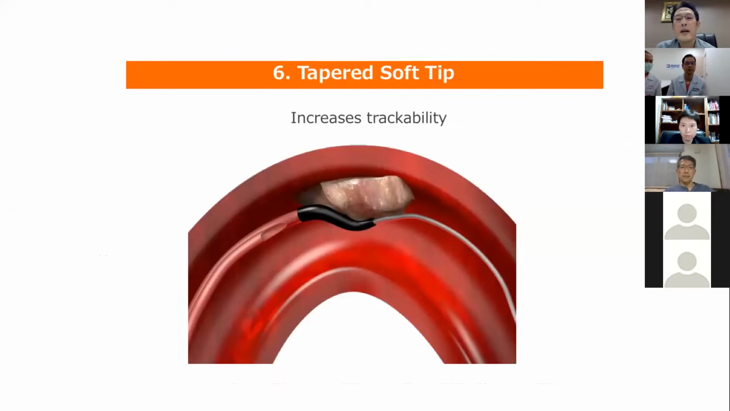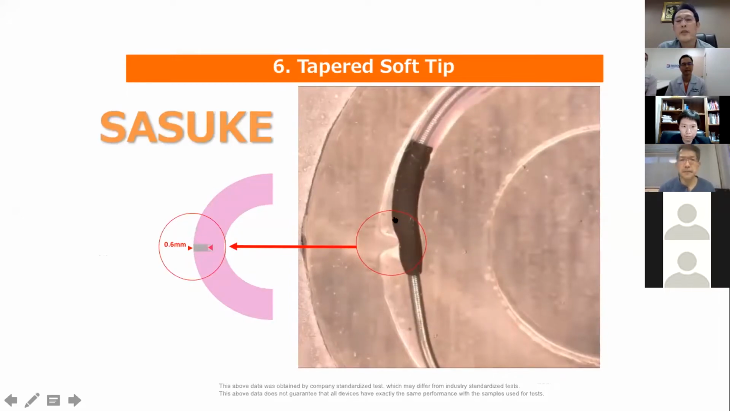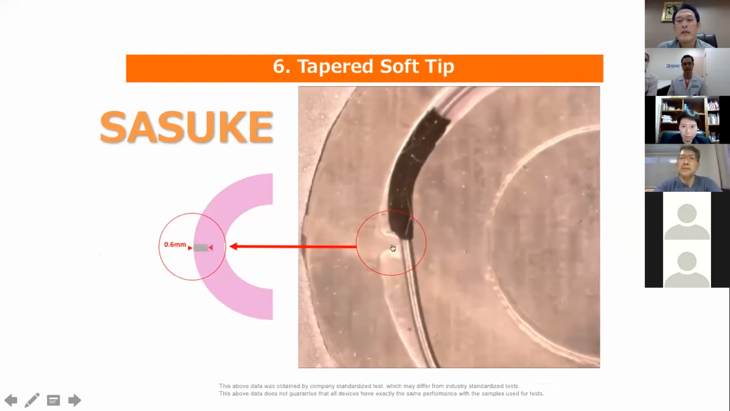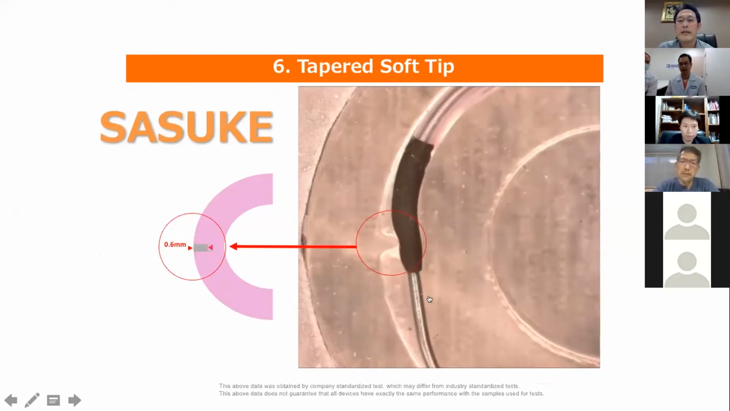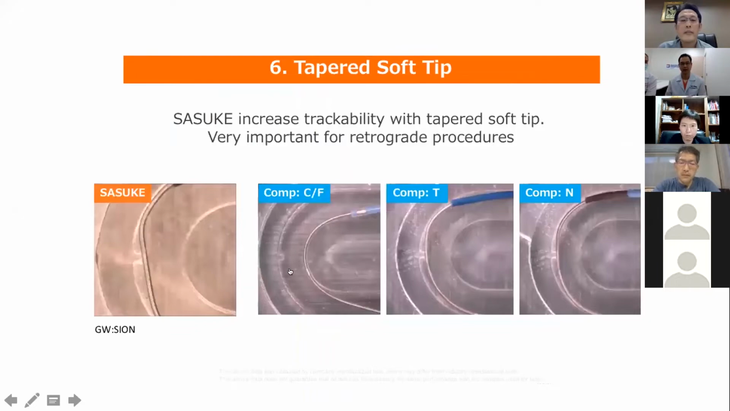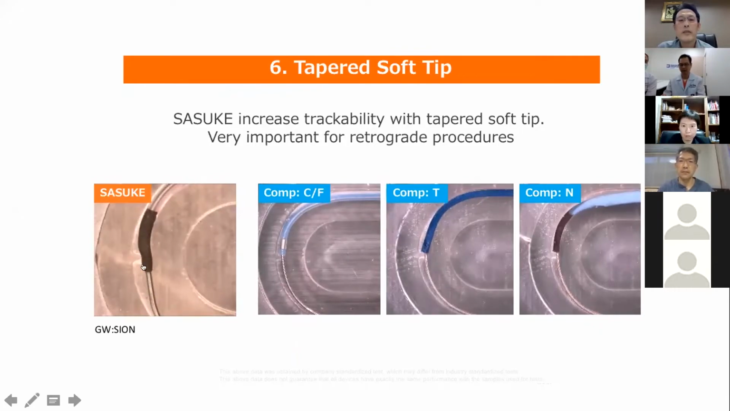And the sixth property is the tapered tip. This design increases trackability. When we face an uneven surface of the lesion, it can be tracked and cross the lesion like this. And this is the comparison with the competitors. The Sasuke has superior trackability compared to the other competitors.